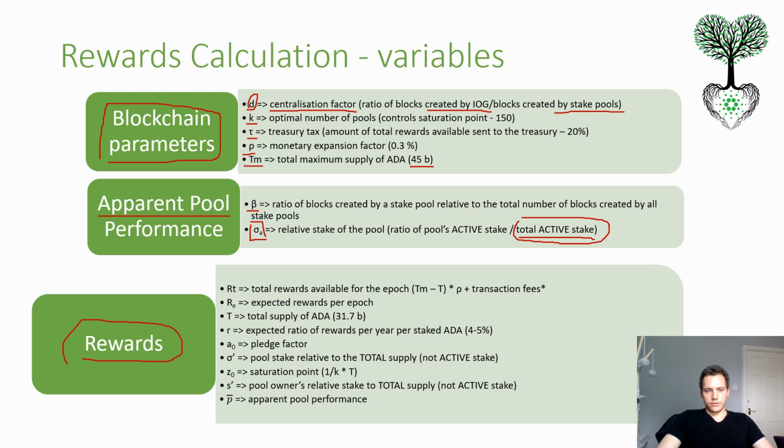In the rewards category, I put RT, that will be the total rewards for the epoch, and the formula will actually be on the next slide, but we can just go through it now. It will be TM, which is the maximum supply of ADA, minus T, which is the total supply of ADA in circulation, so the coins that are distributed at the moment, times rho, the expansion factor, which I mentioned.